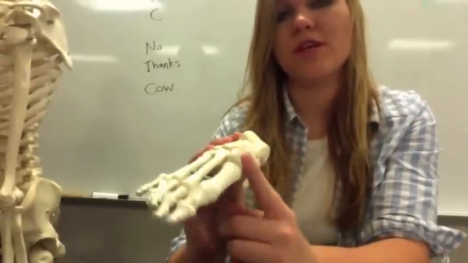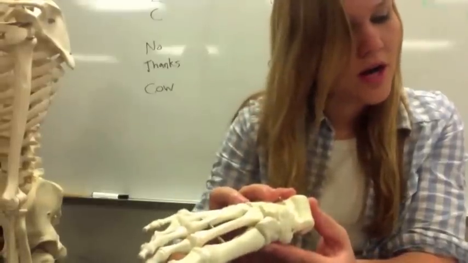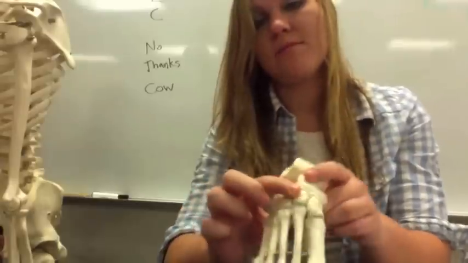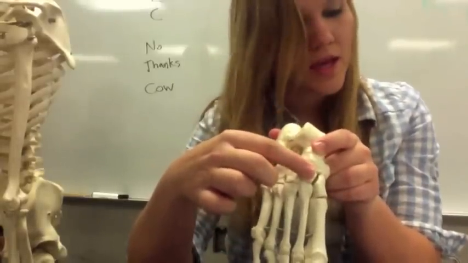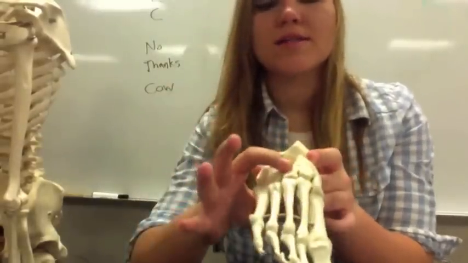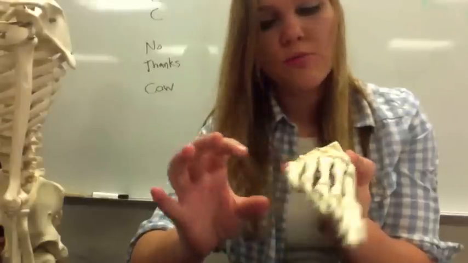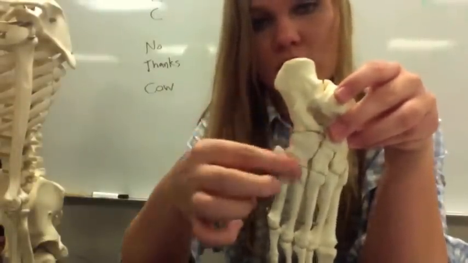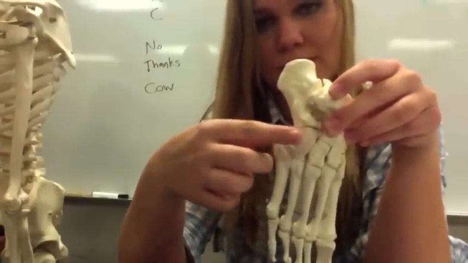So your medial cuneiform. And then your intermediate cuneiform is going to be attached to your second toe, this one right here. Your lateral cuneiform is going to be right here where your third toe is. And then your cuboid is going to be this big one right here, and you can remember that because it looks like a cube. It's got four sides. So, cuboid right here.